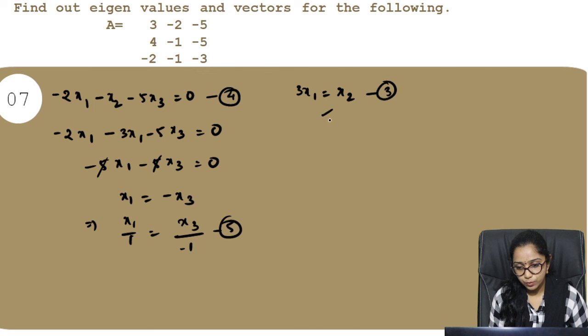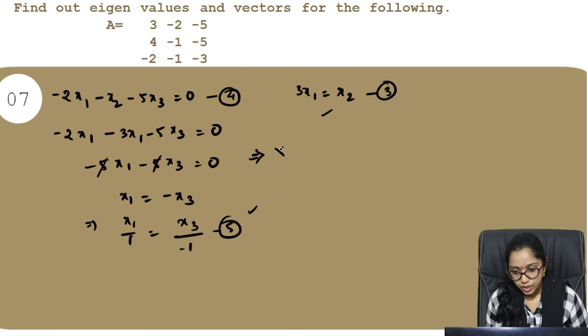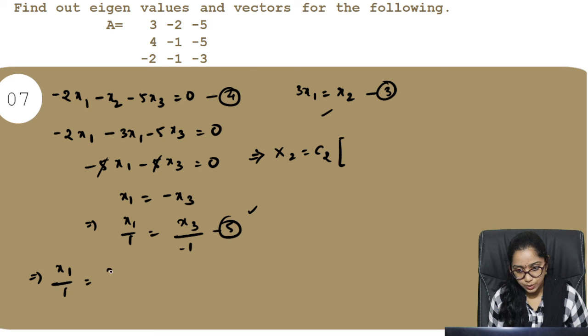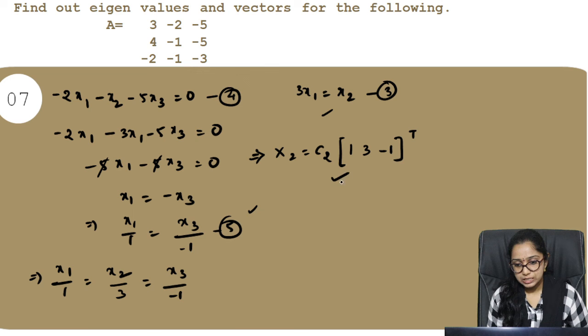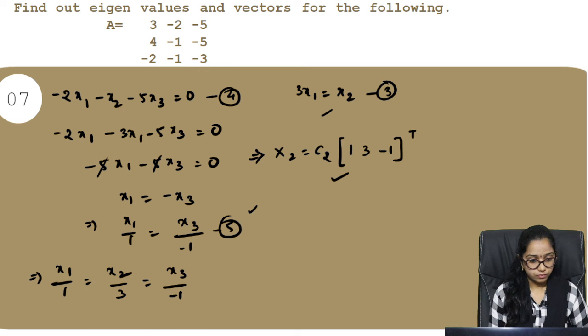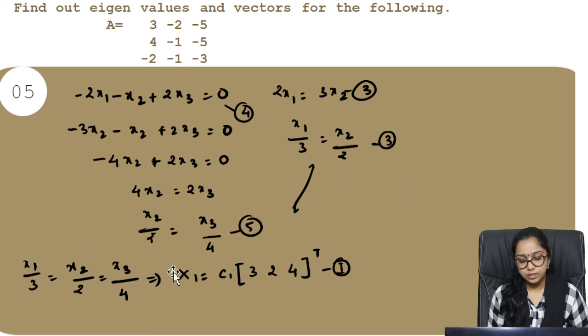Now by comparing equation 3 and equation 5, the resultant eigenvector will be, let us consolidate it first, x1 by 1 is equal to x2 by 3 is equal to x3 by minus 1. So here the resultant eigenvector will be some constant into 1, 3, minus 1 transpose. So this is the required eigenvector of eigenvalue lambda is equal to 2. In a similar way, we find the eigenvector for the lambda value minus 5.